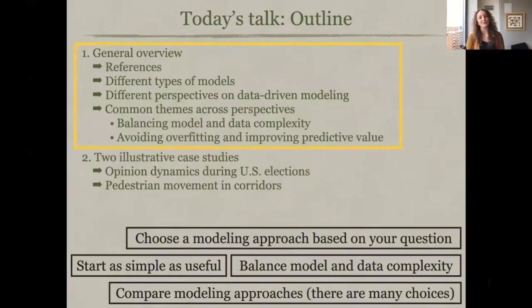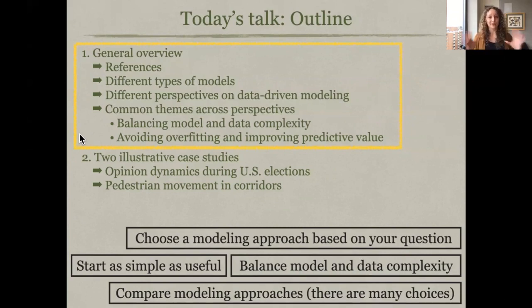So today, I'm going to have two parts to my talk. I'm going to start by giving a very general overview of some of the approaches used in data-driven modeling. And if you get one thing out of this, well, two things. The first thing should be that there are many different ways to do data-driven modeling. And the way you do it should be based on your question and the problem you have in mind.